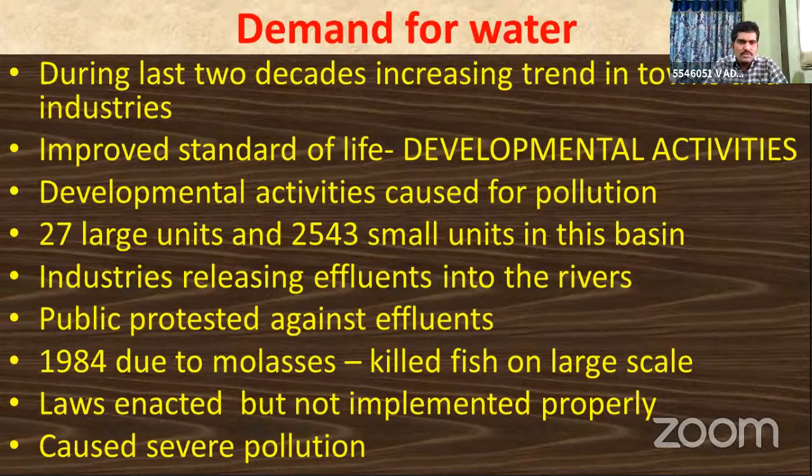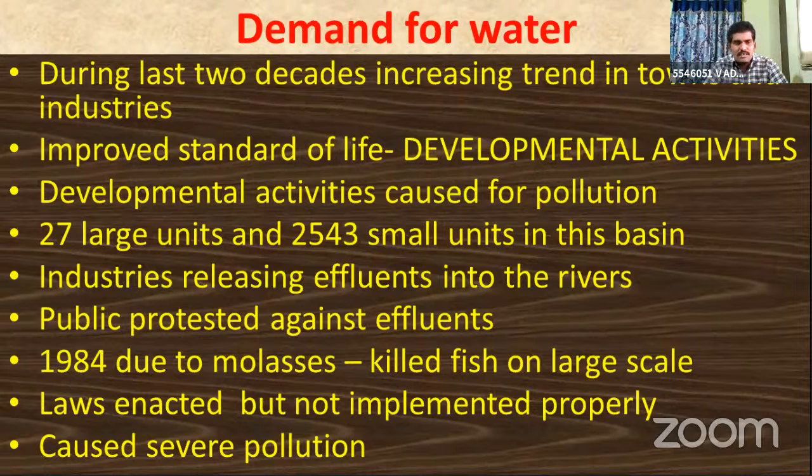The governments are trying to improve the standard of life of the people. When the governments are trying to improve the standard of life, they are taking up developmental activities. For the developmental activities, they need more water. At the same time, those developmental activities cause pollution. Because of the pollution also, we are not getting sufficient rainfall. Because of the low rainfall, again, the water problem is rising.